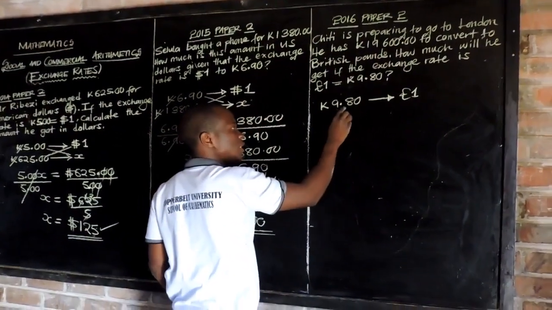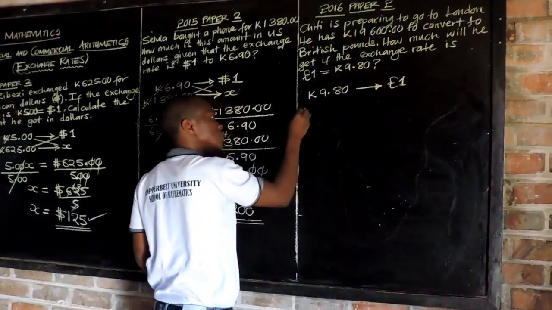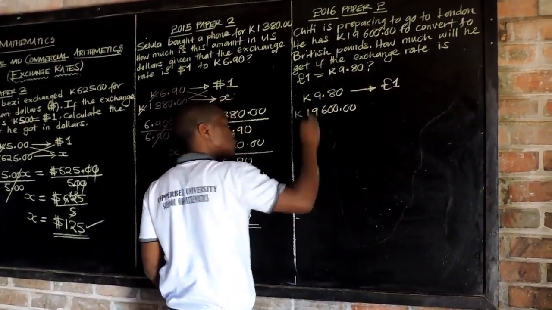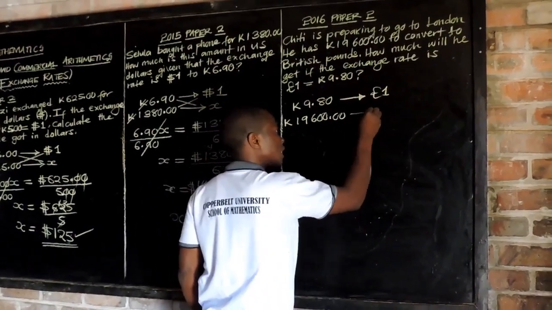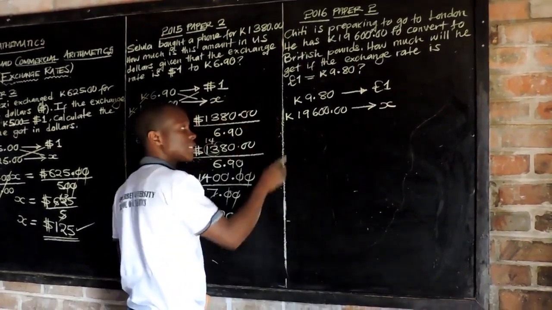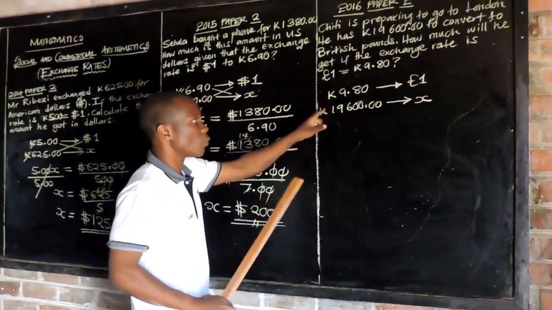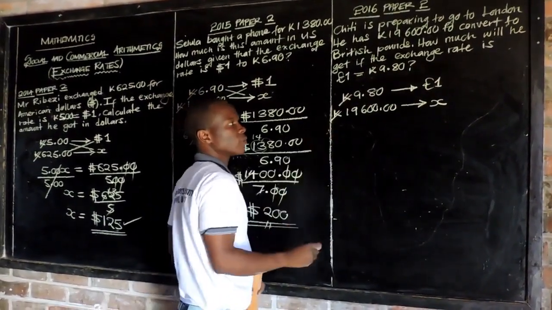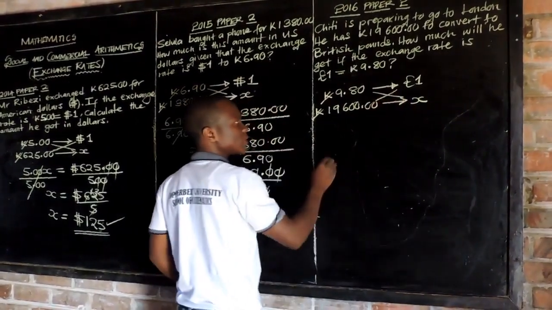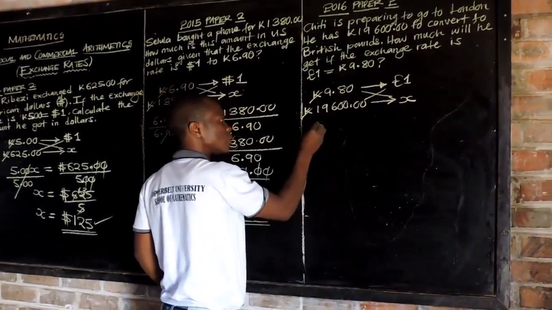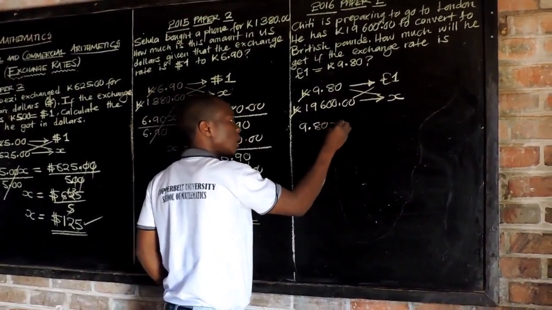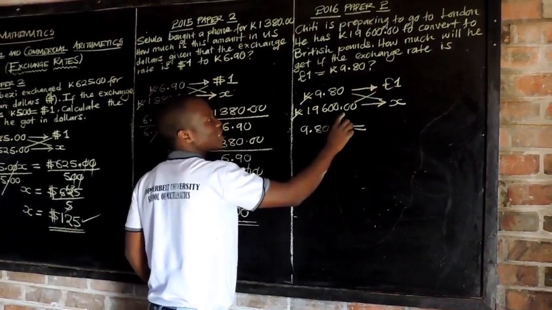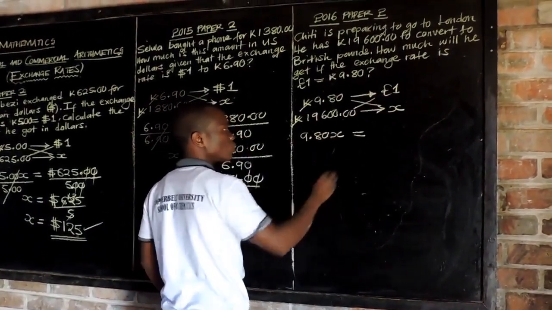So 9 kwacha 80 is equal to 1 British pound. What about 19,600? How much will he get in British pounds? So you say x, we don't know. And you realize we are not interested in kwacha. We want money in British pounds. These kwacha are supposed to go in. Okay? You cross multiply. So 9.80 times x, you get 9.80x is equal to 19,600 times 1 British pound.